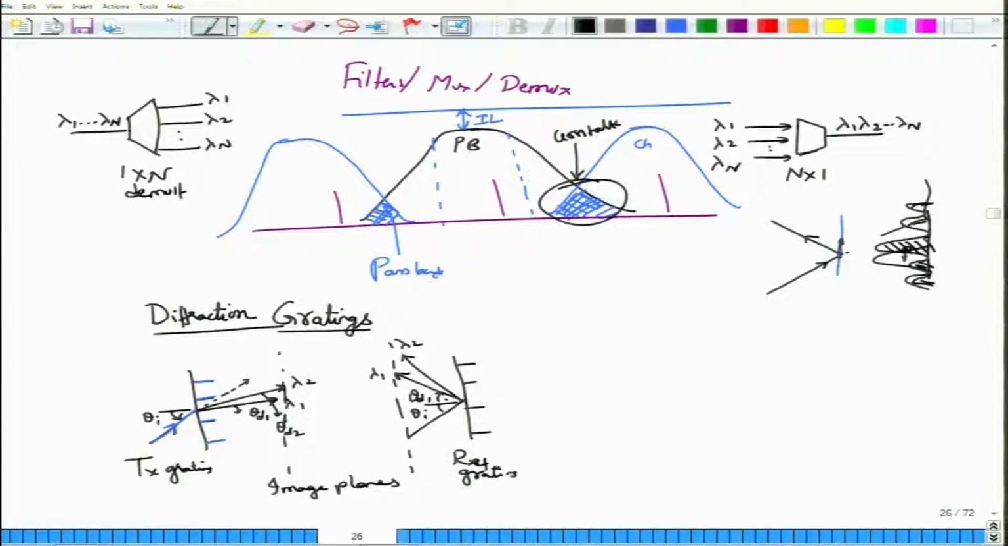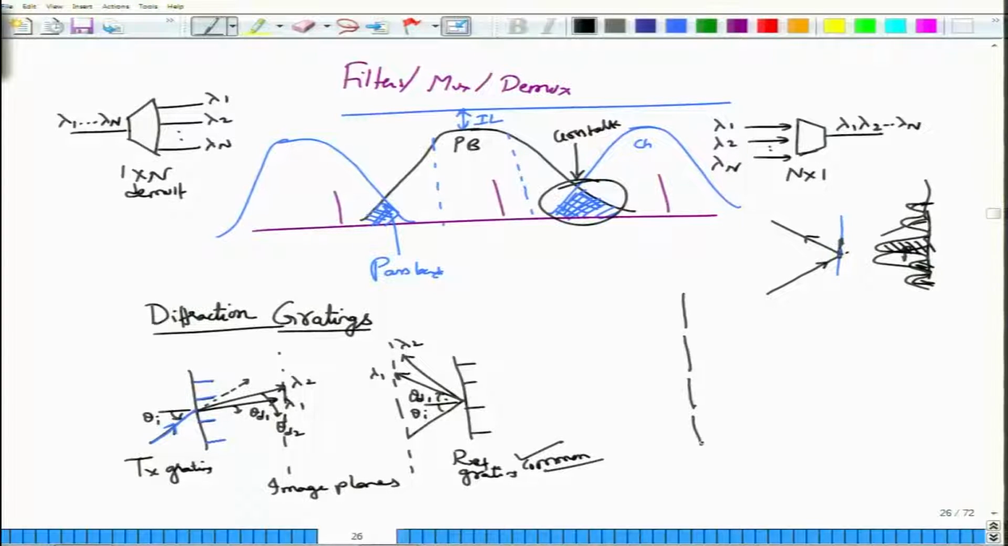You have light incident on the grating plane, and because of diffraction the different wavelength components would actually be collected at different points on the imaging plane. Okay, so this can be done in both transmission mode or in the reflection mode, although this is much more common. Okay, so this is the diffraction grating, and if you want to know a little more about the operational principle, you can look at that.